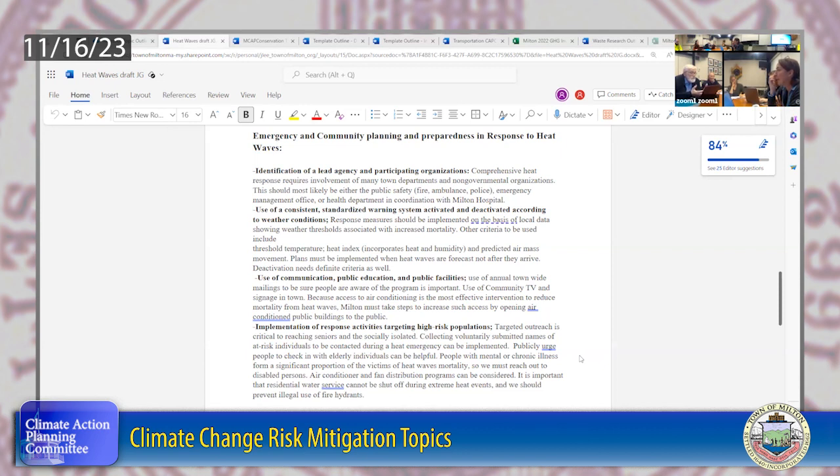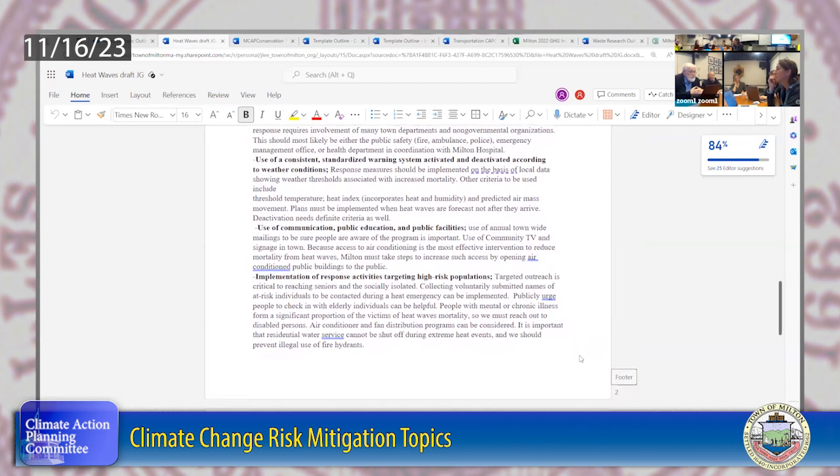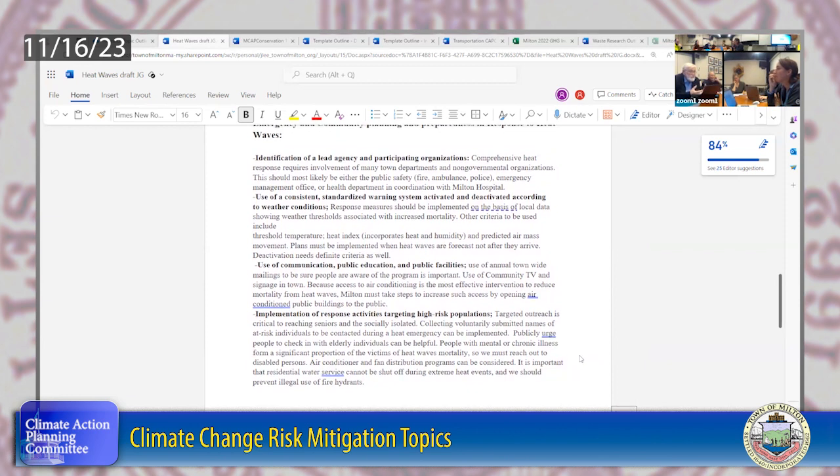And that involves having cooling centers and places where people can go if they don't have sufficient air conditioning or their air conditioning isn't working. And then also, how do you target the high-risk populations? How do you structure outreach to seniors and socially isolated individuals in terms of having those people be more directed toward the available facilities?